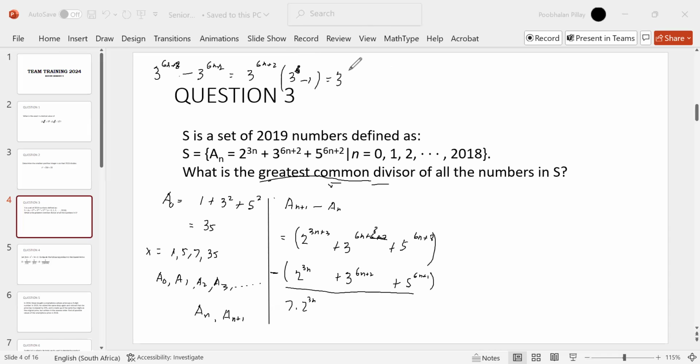Okay, so that's 3 to the power of 6n plus 2. And 3 to the power of 6 is 729, 729 minus 1 is 728. Okay, so this is plus 728 multiplied by 3 to the power of 6n plus 2. And if you do the same thing here, this is 6n plus 2. You'll get 5 to the power of 6n plus 2 into, and you would have had 5 to the 6th minus 1, just as you had there.